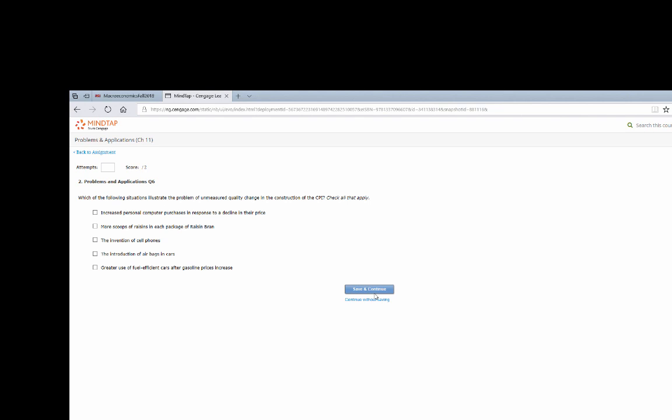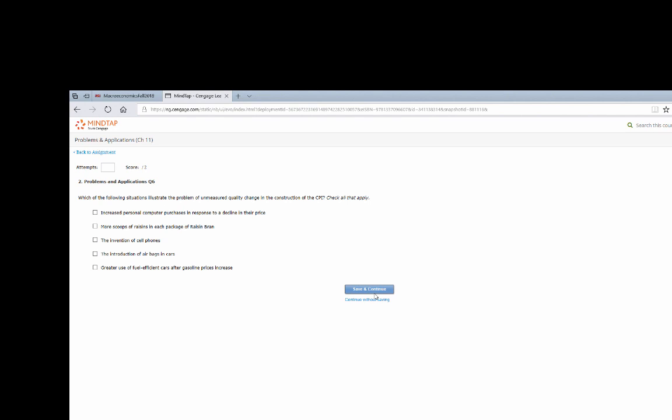So that's an unmeasured quality change that wouldn't necessarily be picked up when the Consumer Price Index is constructed. So as you go through here, you want to be thinking about that. So we'll start you off here. If we have increased personal computer purchases that occur in response to a decline in their price, the way you want to ask yourself this would be, is that an unmeasured quality change? Has the quality of the personal computer changed in any way?